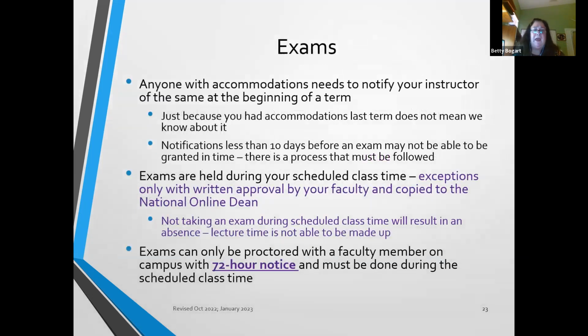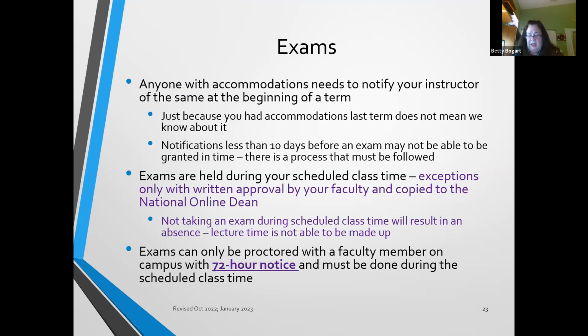Now, if anybody has accommodations that gets extra time, I need to know this week so I can set up exam times and dates for you. Because you get extra time, I don't want that time to go into what I'm going to do for class time. So please let me know, and we will make special accommodations for you.